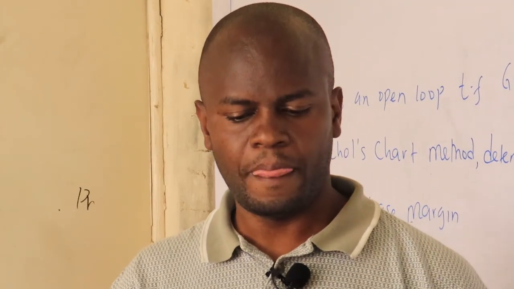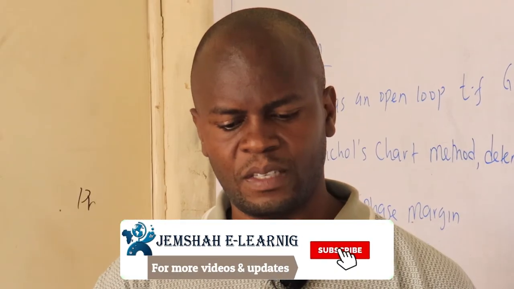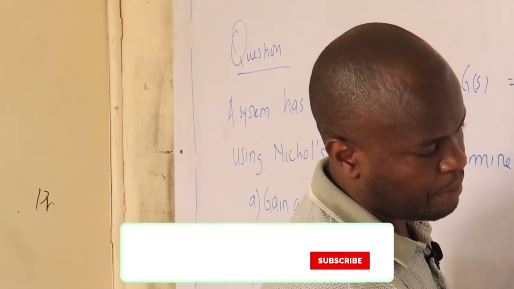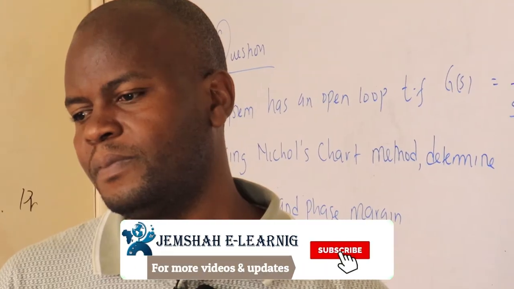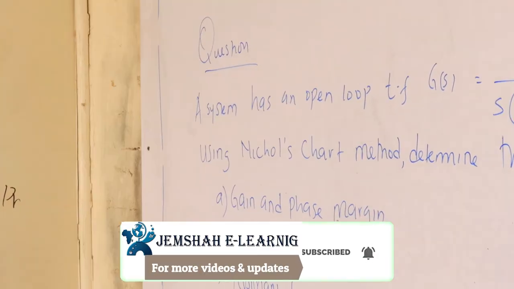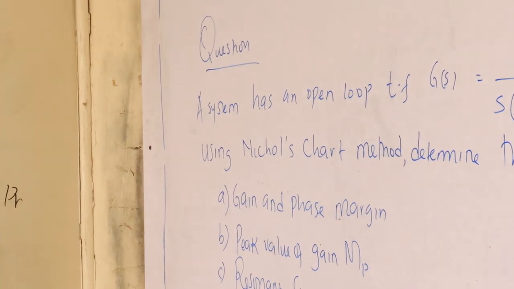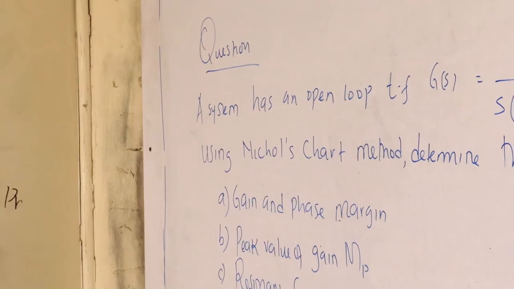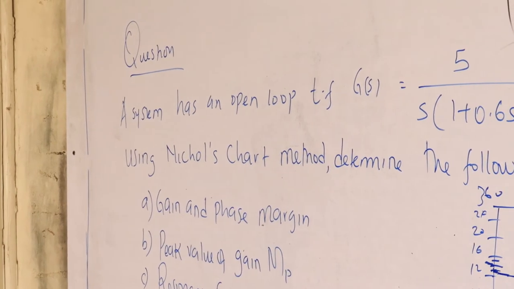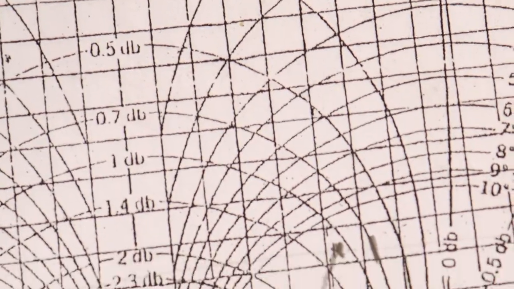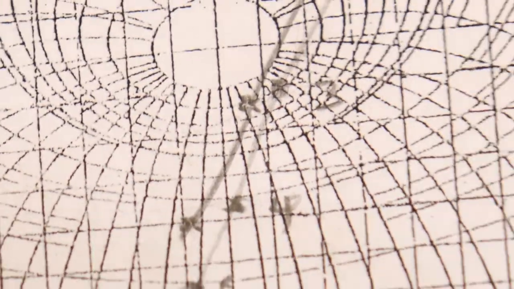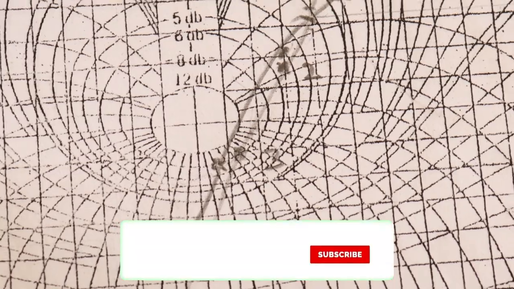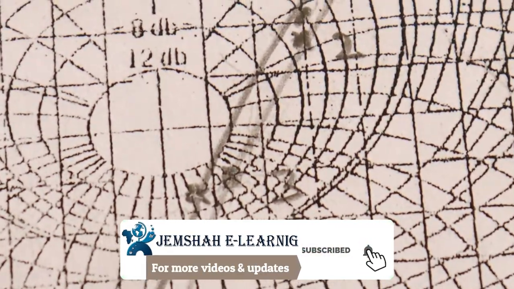What did you get to be your MP, the peak value? The decibel that you read here is what we call MP. So around 10. It is tangential to which M circle? It cannot be 8 because it is between 12 and 8. So you can approximate: between 12 and 8, in the middle, that is why we say it is 10 dB. You can even use a pencil to try to approximate. Then from there, that is what is going to give you the frequency.